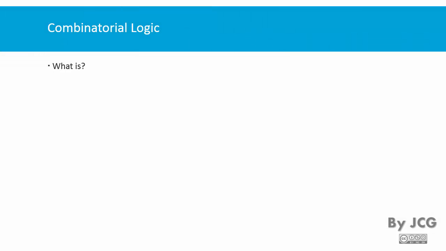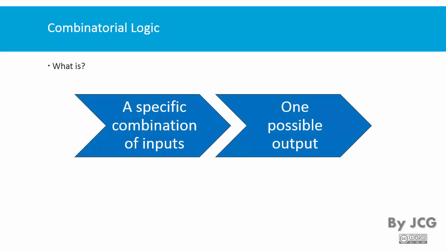So what is combinatorial logic? Basically, when you have a specific combination of inputs, you only have one possible output. You have seen this when we have had logic truth tables. For one row there's only one possible output for the system.